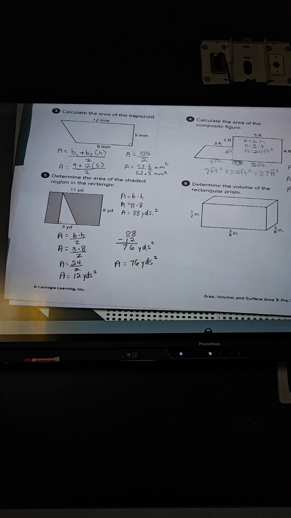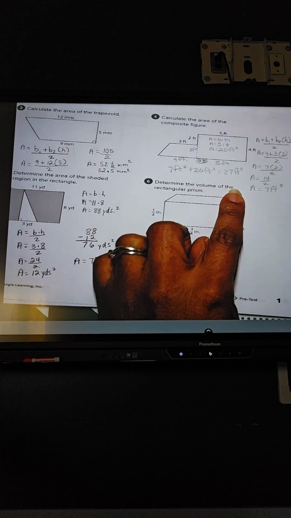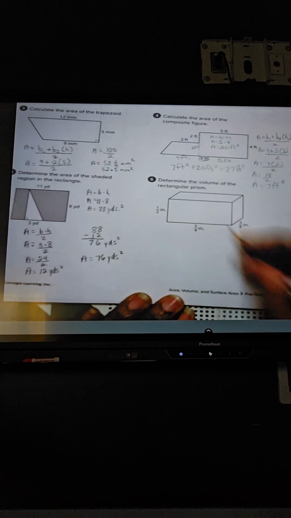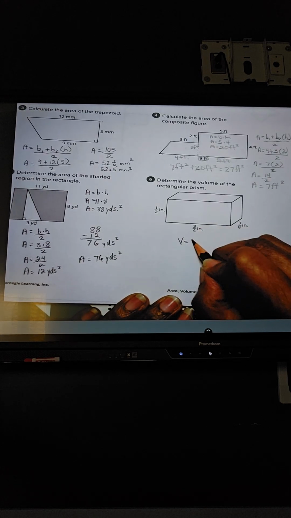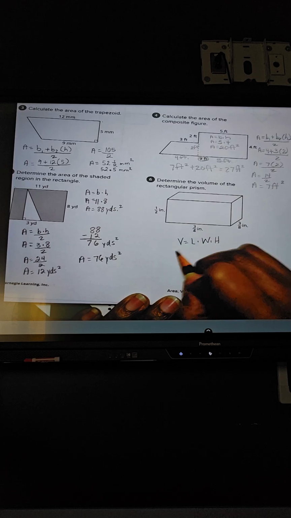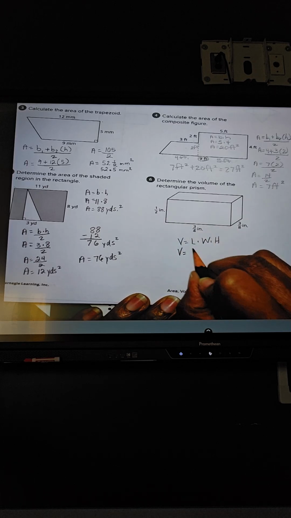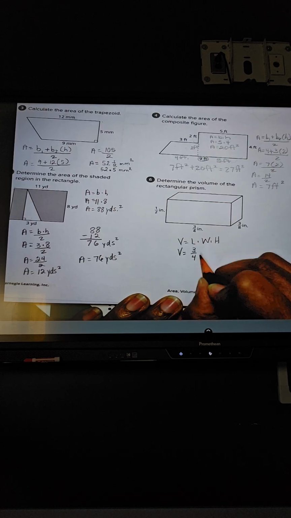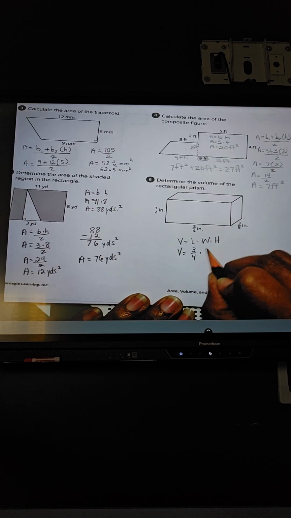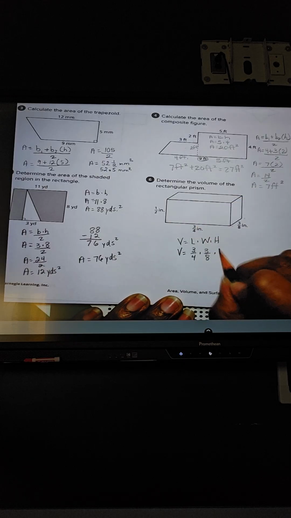Okay? All right, let's move on to number 6. Number 6, determine the volume of the rectangular prism. Volume, what's the formula? Volume equals length times width times height. Volume equals, what's the length? How long is it? 3/4 inch. How wide is it? 3/8 inch. How high is it? 1/2 inch.